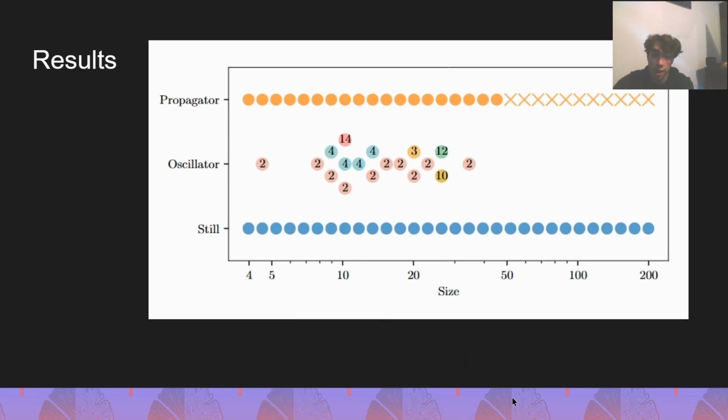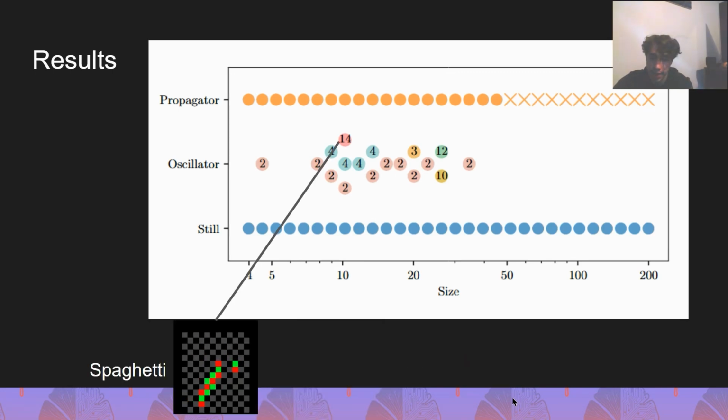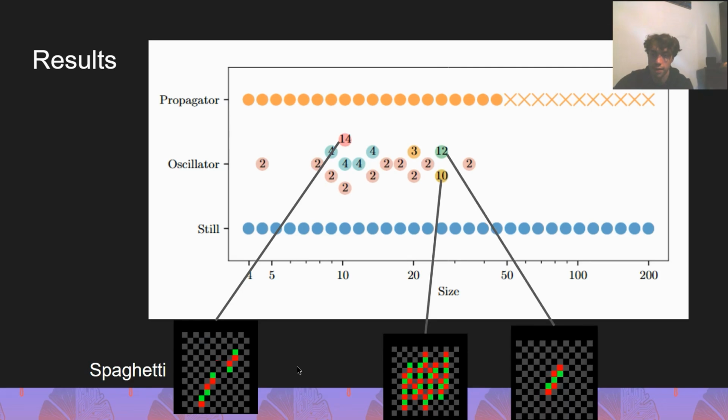We can look then at the longest oscillator we found. This is the spaghetti. There's some initialization here, and then it gets into this long 14-period oscillator, where it looks like many creatures bumping into each other to create this long period. The 10 and 12 look quite similar to each other, but quite different to anything else we've seen. They oscillate by having this growing and then shrinking behavior, and it looks quite complex.